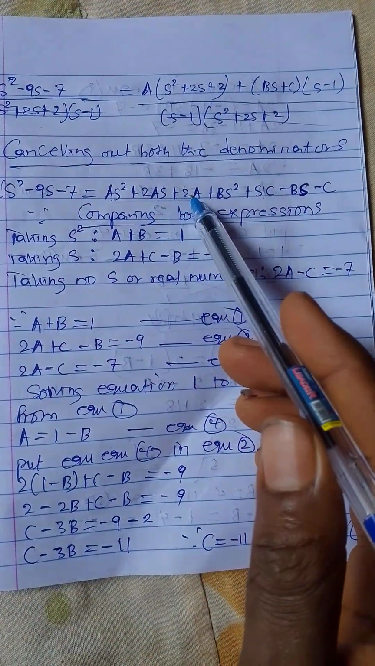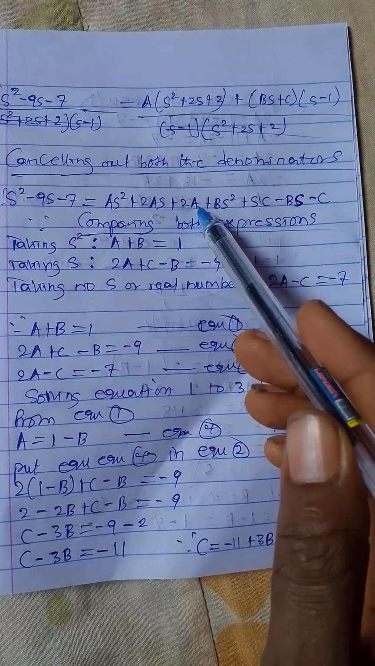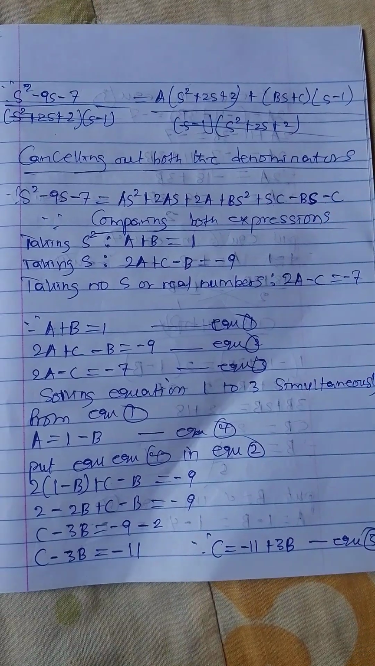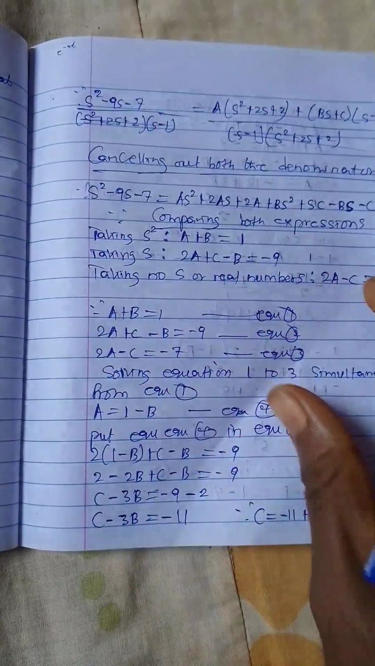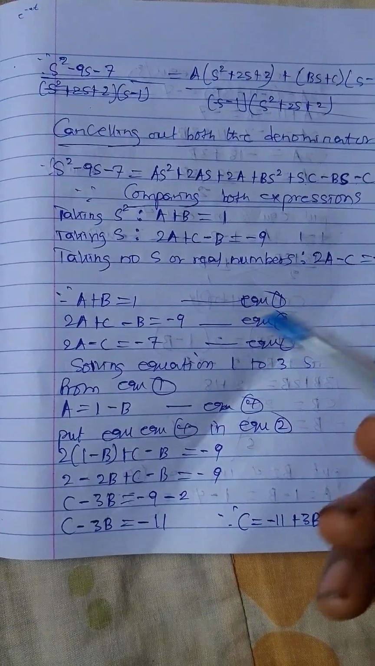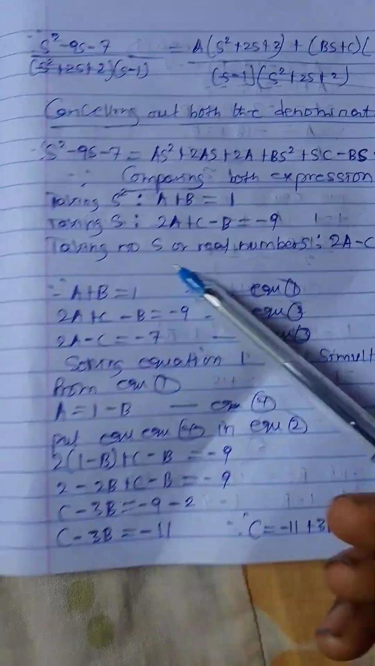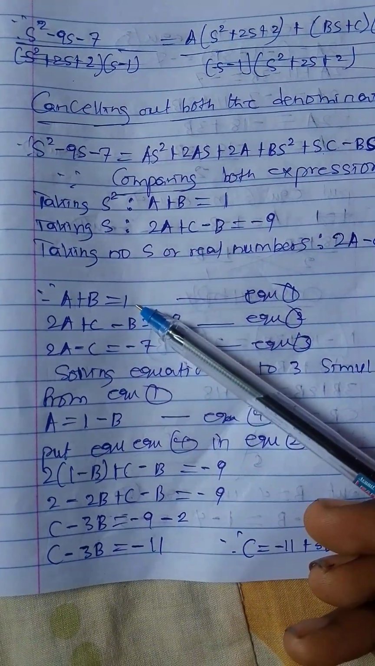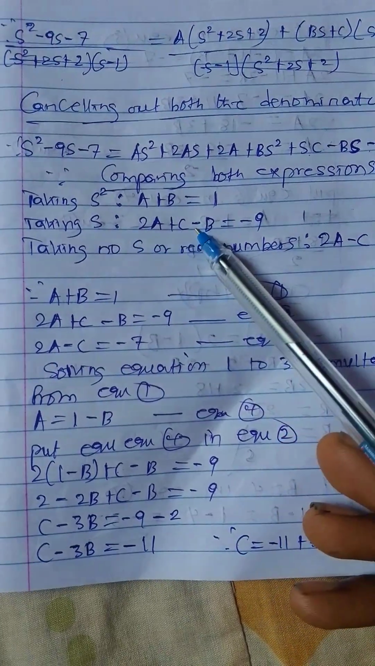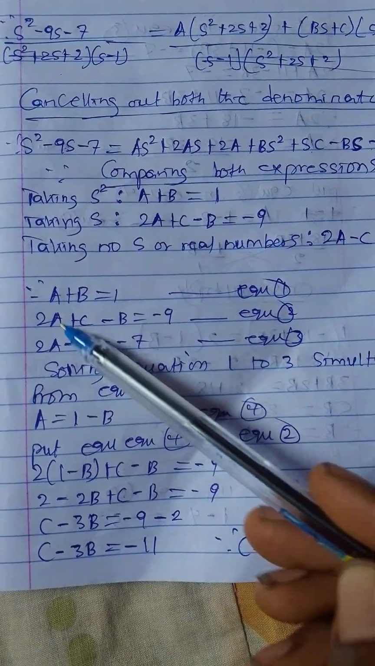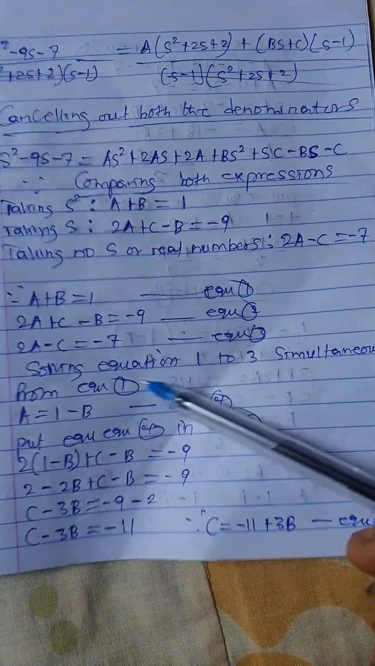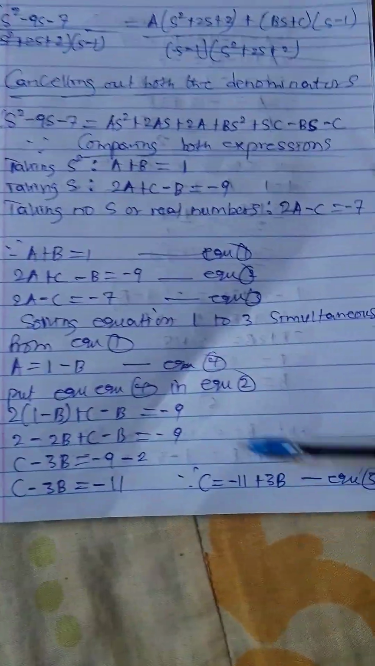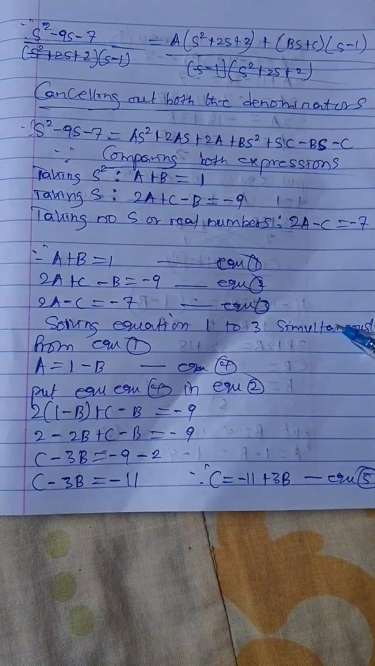So no x here is we have 2a minus c, and the coefficient of it is minus 7. So let's form this equation. That becomes a plus 1 is equal to 1. I call this equation 1, and 2a plus c minus b is equal to minus 9, I call this equation 2. Also 2a minus c is equal to minus 7, I call this equation 3. Now we have to solve equations 1 to 3 simultaneously.